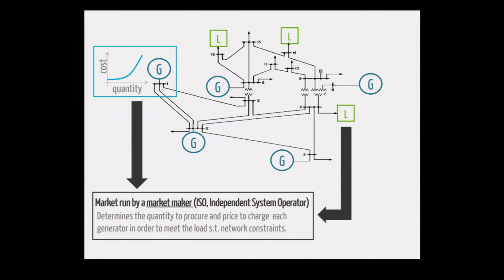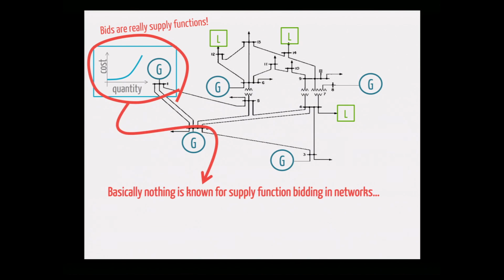And a natural and really important question is, what form of supply function should you bid? Because you can't bid an arbitrary function. That's too complicated a bid space. So you need some parameterized class. What should that class look like? And basically, the answer to that is we don't know, because almost nothing is known about models where you bid supply functions in networked markets.